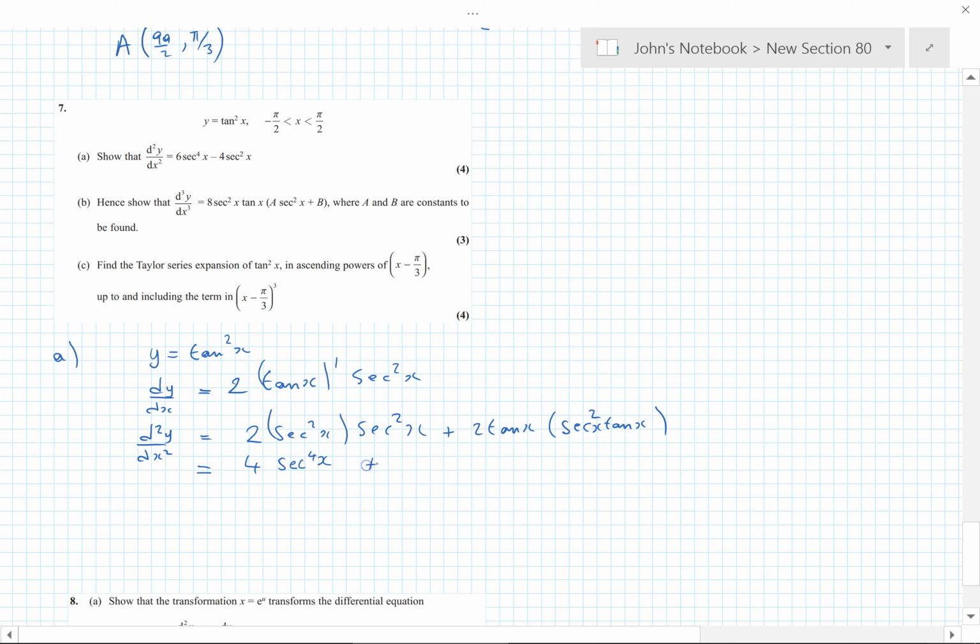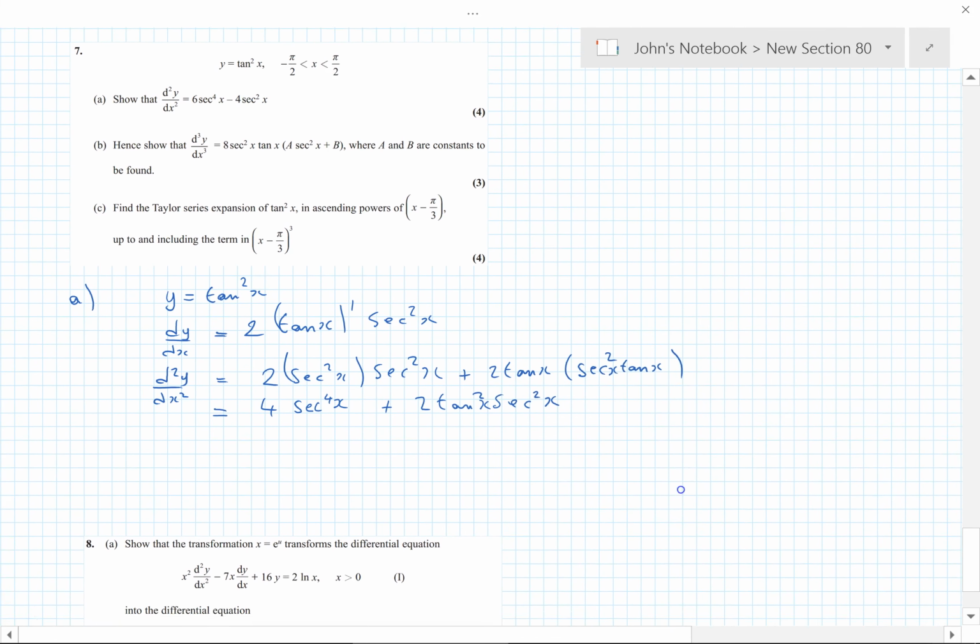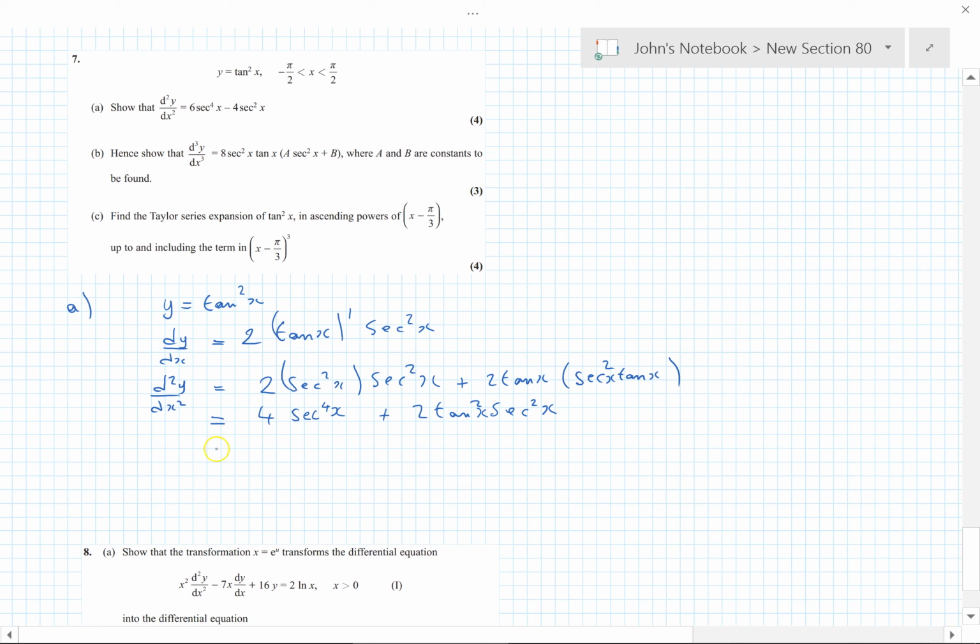So this is equal to 4 sec to the 4x plus 2 tan squared x sec squared x. But they want it in a slightly different form, so we need to replace our tan squared x. Now 1 plus tan squared x is sec squared x, so tan squared x is sec squared x minus 1. So that gives us what we need to get, I believe.